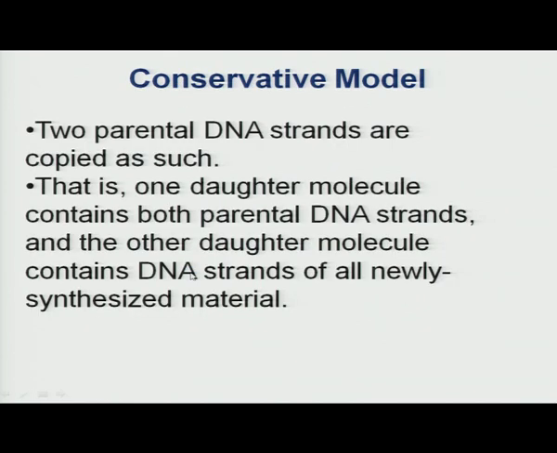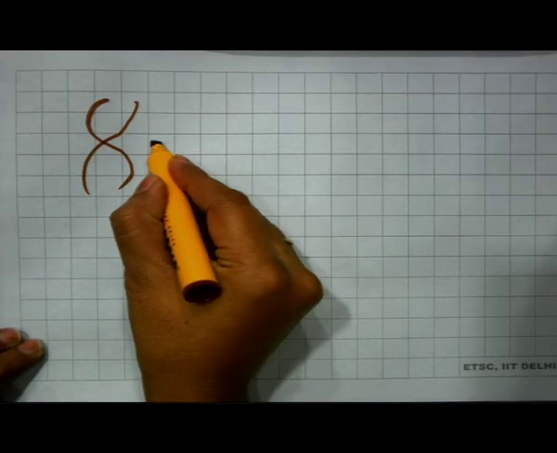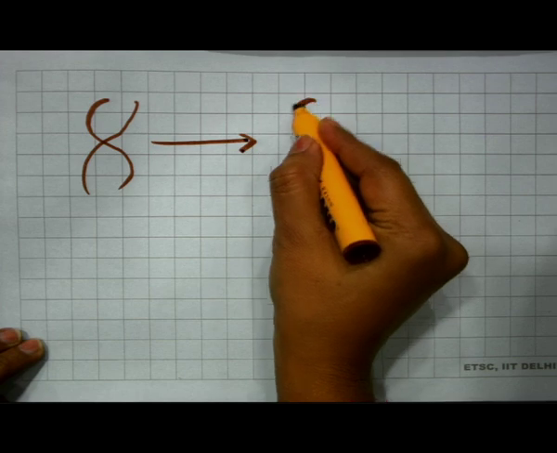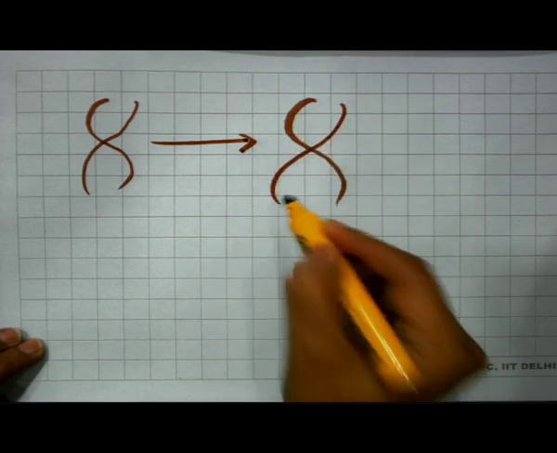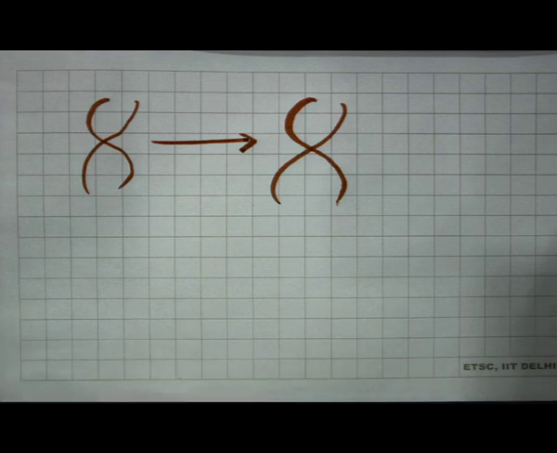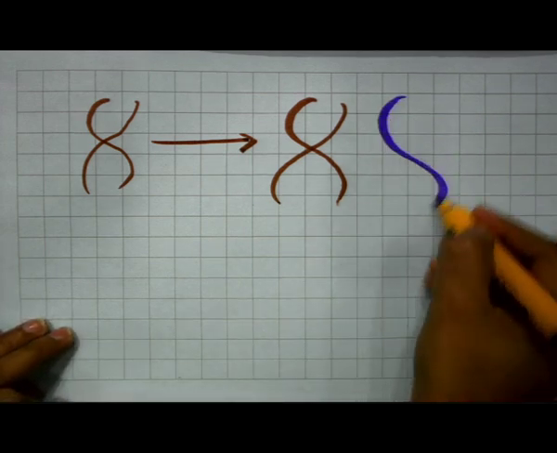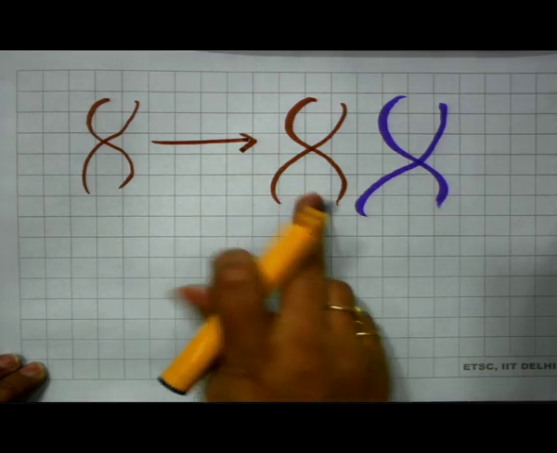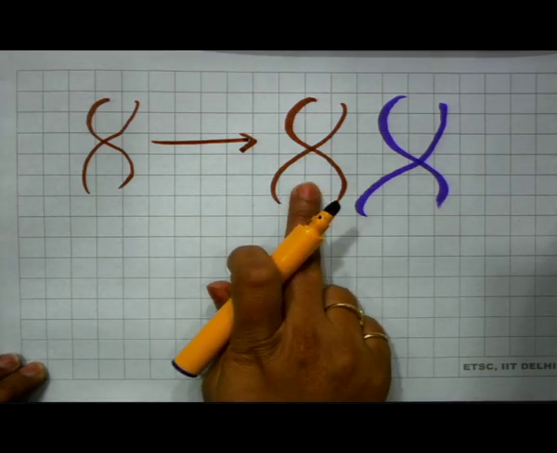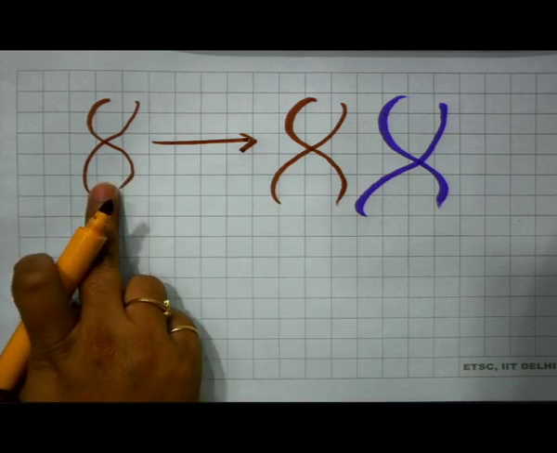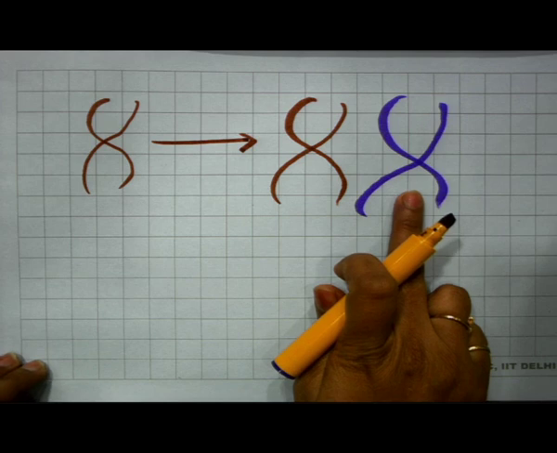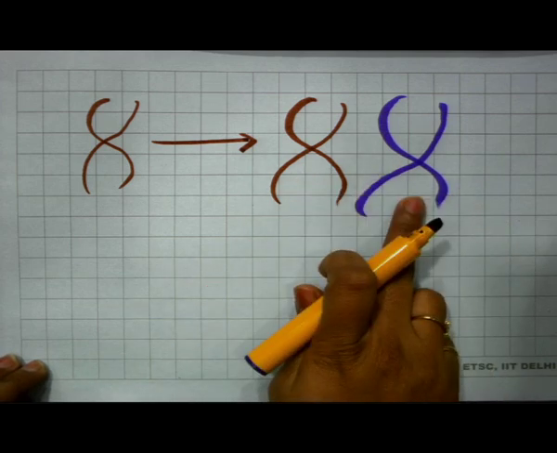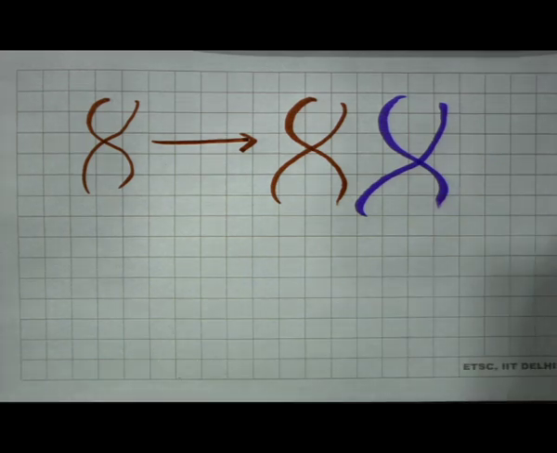So, in case of the conservative model, this parental DNA will be copied as such without any change to make two daughter DNA. You can see after replication one daughter DNA is exactly the same as the parental DNA and another daughter DNA is a copy of the parental DNA, and this is the conservative model of replication.